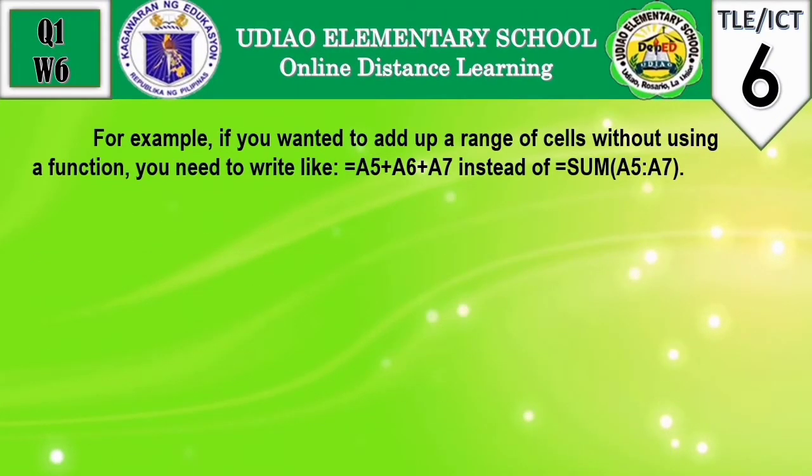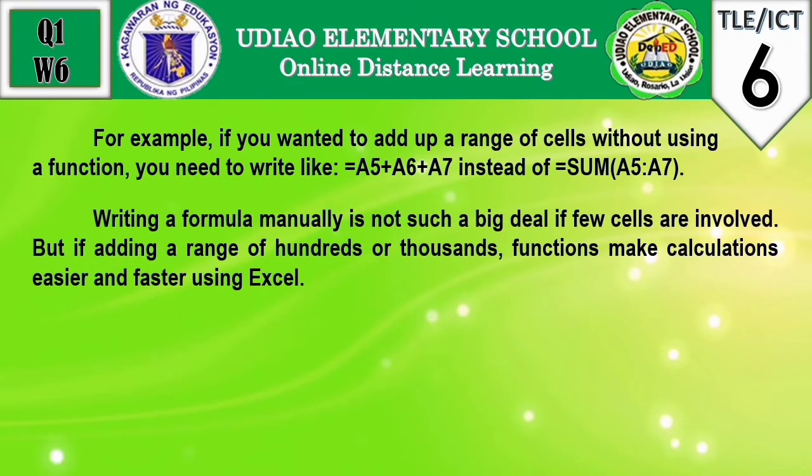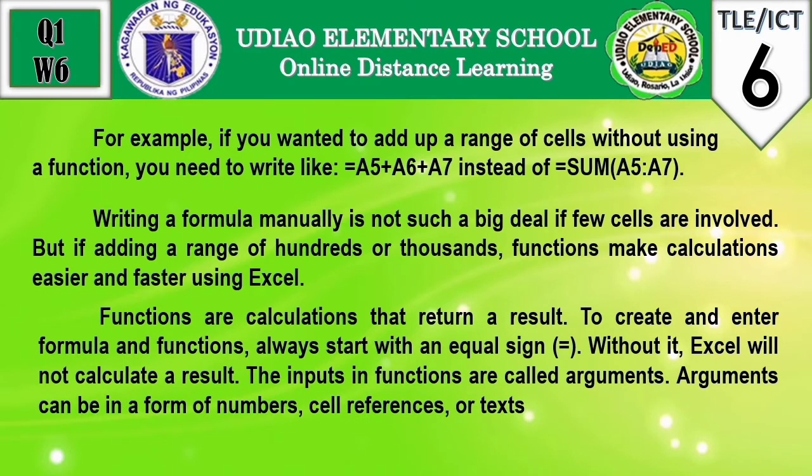For example, if you wanted to add up a range of cells without using a function, you need to write equals A5 plus A6 plus A7 instead of equals SUM A5 to A7. Writing a formula manually is not such a big deal if few cells are involved, but if adding a range of hundreds or thousands, functions make calculations easier and faster using Excel. Functions are calculations that return a result.